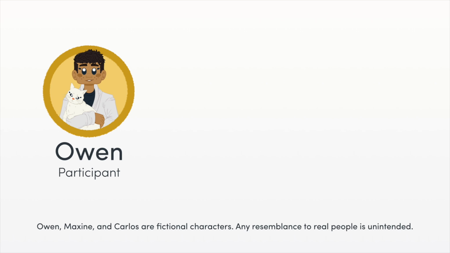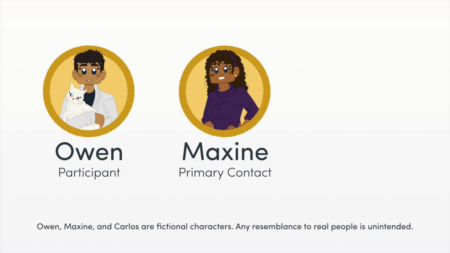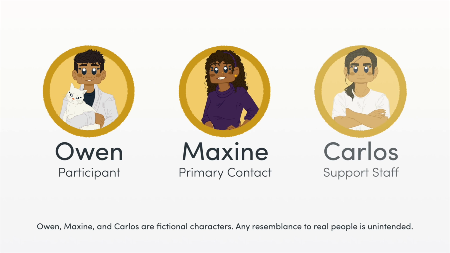To help explain eTime, we'll use a set of characters that represent each role in the process. First, there's Owen Ellis, the participant. His mother is Maxine Ellis. She is his primary contact. And Carlos Medina works as one of Owen's support staff.